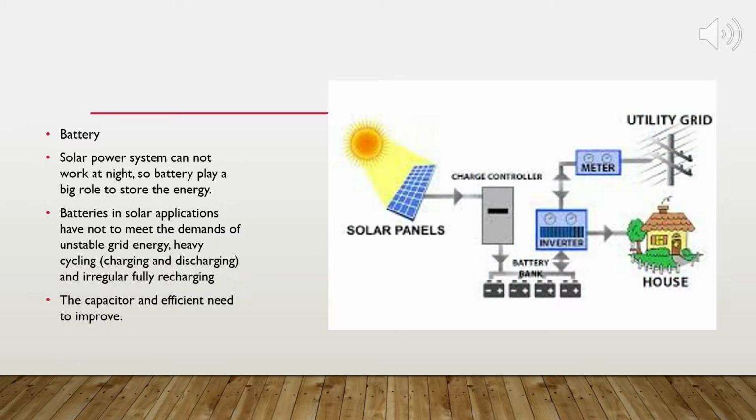A solar power system cannot work at night, so batteries play a big role to store the energy. Batteries in solar applications have to meet the demands of unstable grid energy, heavy cycling, charging and discharging, and irregular full recharging. The capacity and efficiency need to improve.